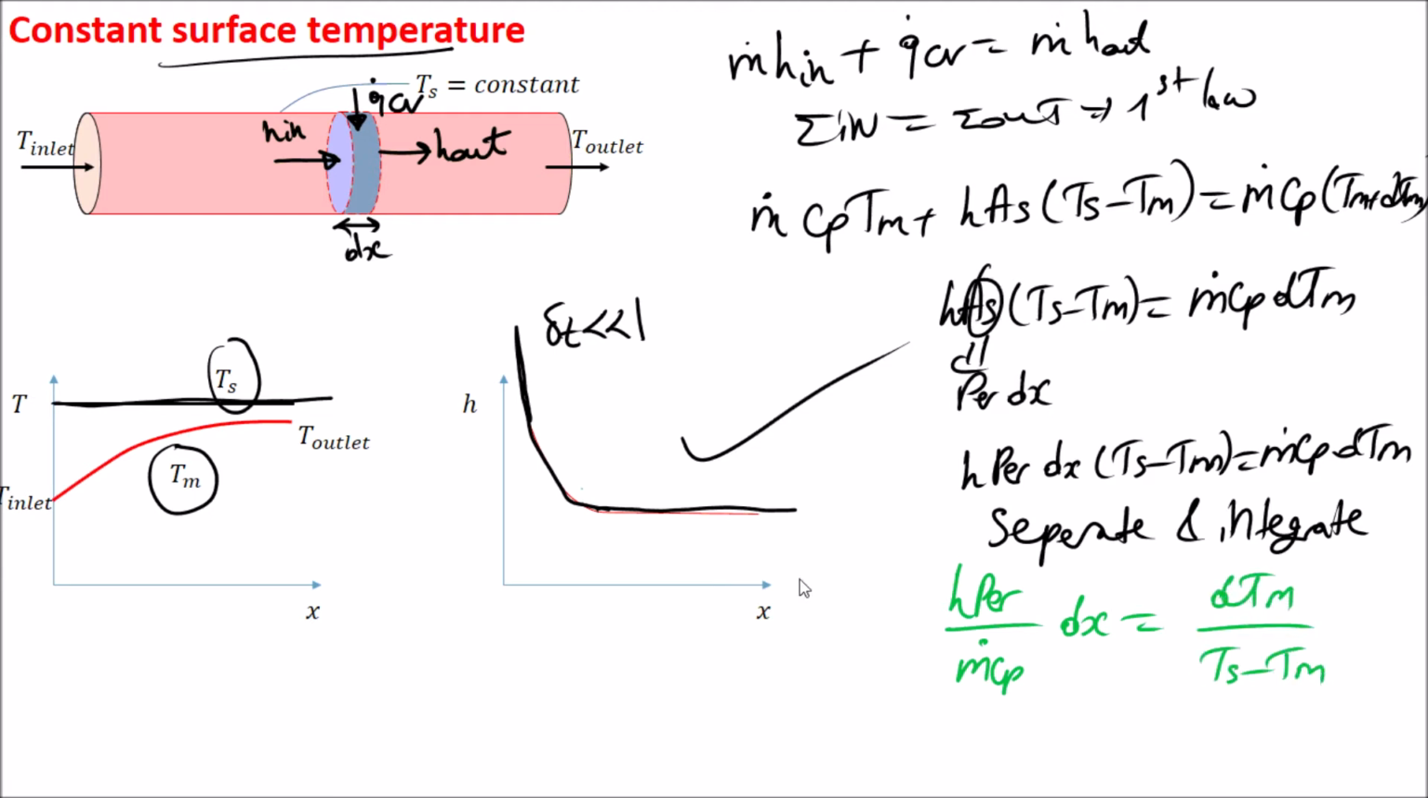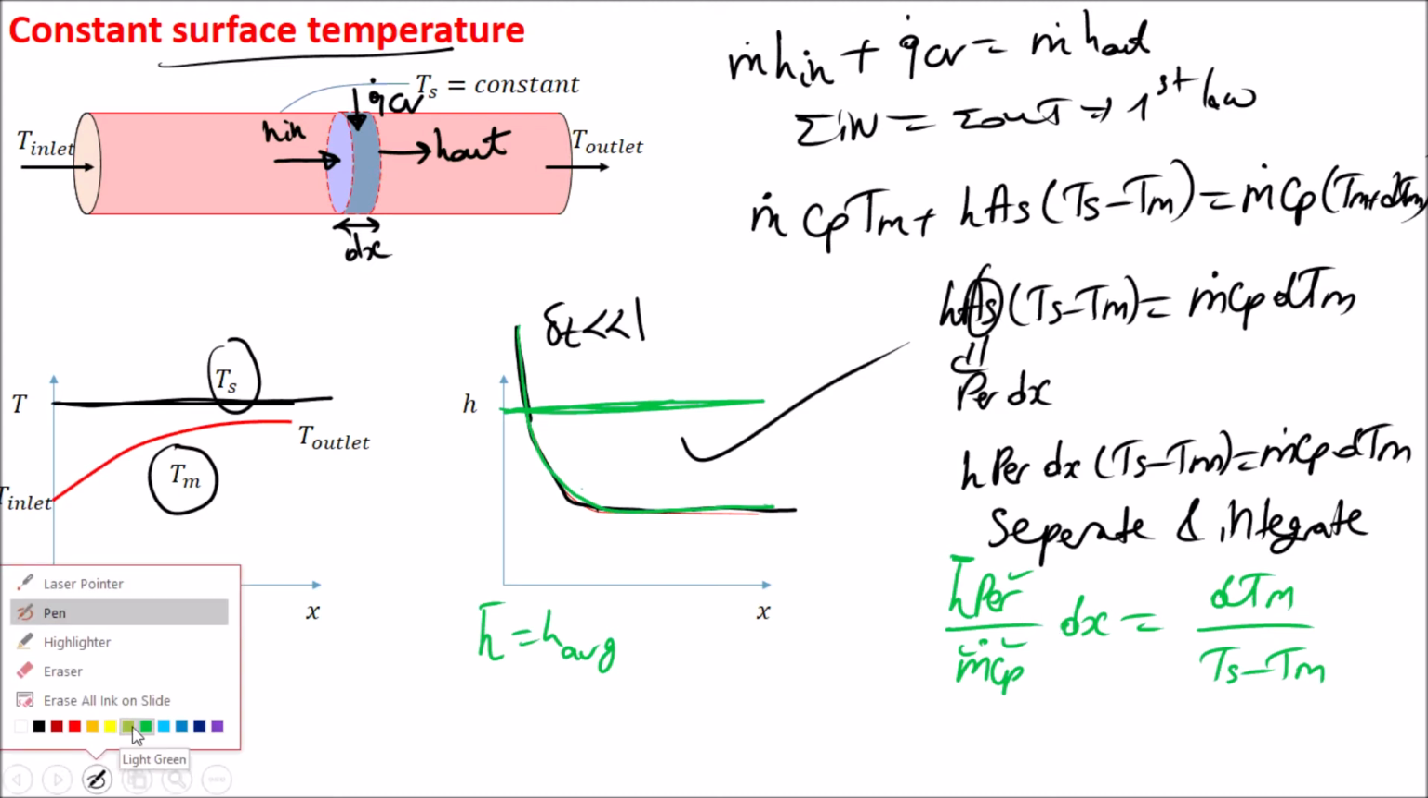Okay, as you can see here, if I integrate it, perimeter is constant, m dot cp is constant, but the h value changes. But I will say that I will take h bar, or h average. Instead of this function, I'm taking some average function like this one. This one is average, therefore I will write it as average h because the h value changes, and then I can integrate this one easily, otherwise it is impossible to integrate.